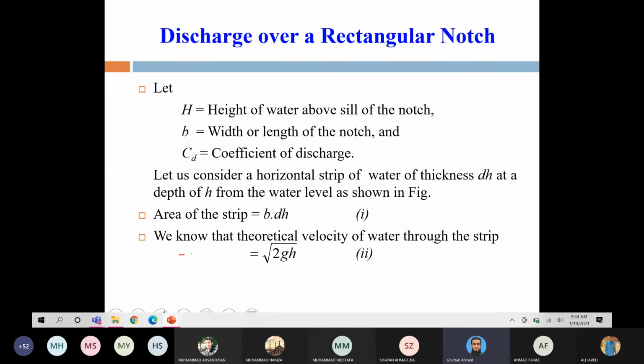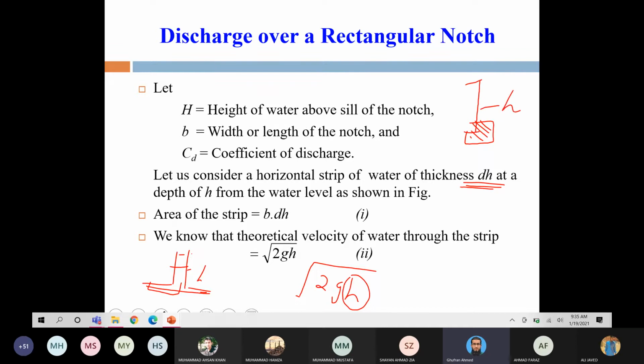एंड थ्योरेटिकल वेलोसिटी, वी नो दैट जस्ट लाइक इन अ पिटॉट ट्यूब वी मेजर दैट द वेलोसिटी इज रूट 2gh, जहाँ एच इज द हाइट ऑफ वाटर अबव द मेजरिंग पॉइंट। सो थ्योरेटिकल वेलोसिटी हमने लास्ट टाइम देखी थी 2gh अंडर रूट, एंड व्हाट इज एच हियर, the height of water above that point at which we are measuring the velocity. So we are measuring the velocity in this strip dh, so the small h is the height of water above this thickness, so the height of water above this strip is h and its thickness is dh. So this is theoretical velocity.